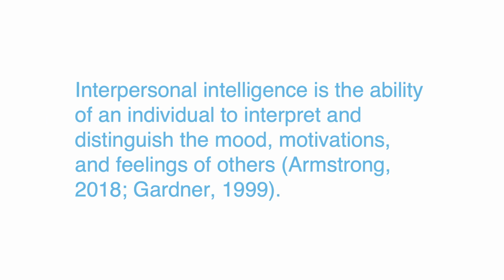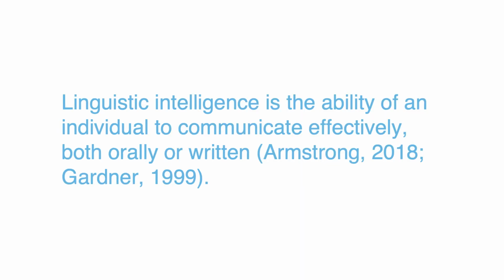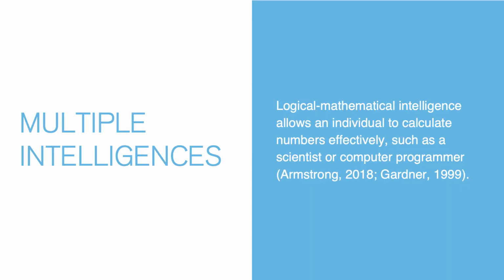Interpersonal intelligence is the ability of an individual to interpret and distinguish the mood, motivations, and feelings of others. Intrapersonal intelligence is the ability of an individual to be self-aware of the strengths and weaknesses of oneself. Linguistic intelligence is the ability of an individual to communicate effectively, both orally and in writing. Logical-mathematical intelligence allows an individual to calculate numbers effectively, such as a scientist or computer programmer.